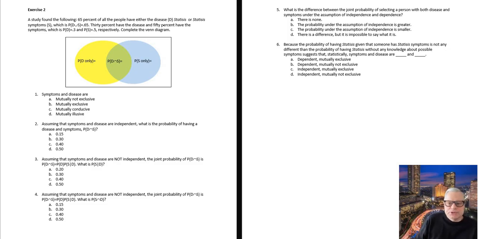Okay, so now we can use again the same logic as before. So we know that the union of disease or symptoms is equal to 0.65. And we know that 30% have the disease and 50% have the symptoms.